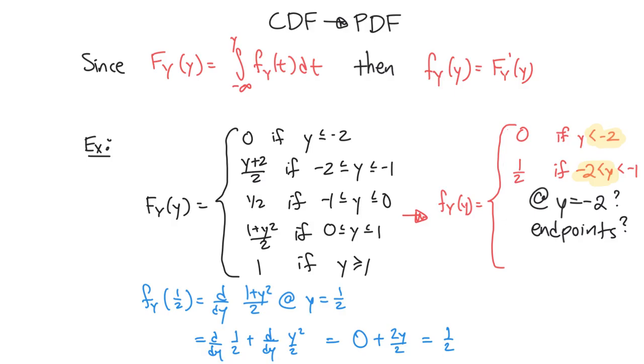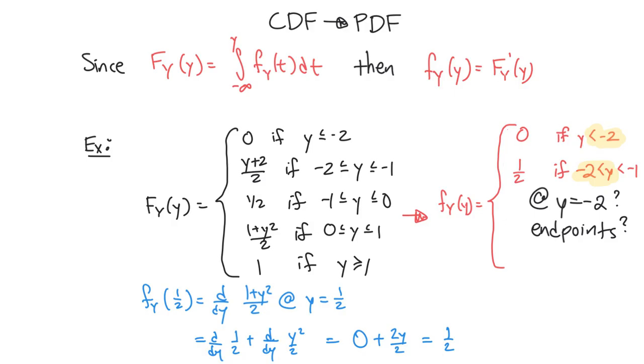Why? The reason for this is that there's a discontinuity. When you take the derivatives of these functions, they don't agree on the left side and the right side. The derivative of 0 was 0. The derivative of the next piece was 1/2. At -2, I don't know what happens.